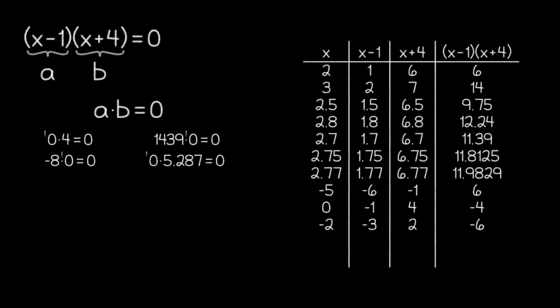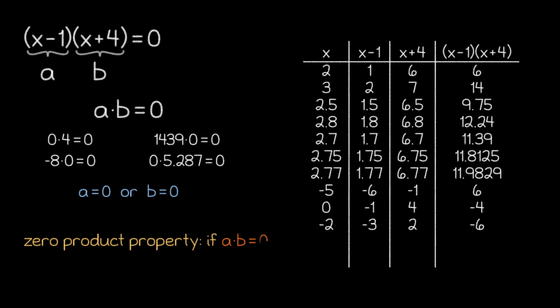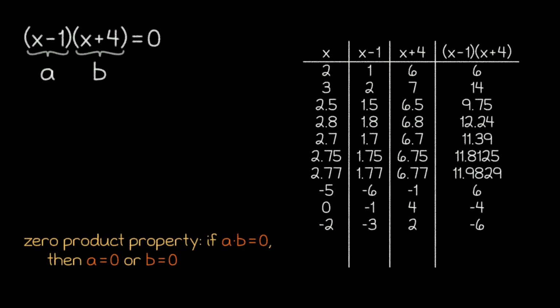Basically, as long as one of the numbers in our product is 0, then the whole product will also be 0. And we can represent this by saying that a is 0 or b is 0. This conclusion is known as the zero product property, and will form the foundation of how we solve quadratic equations using the factored form. From here, we can go back to analyzing our actual equation.